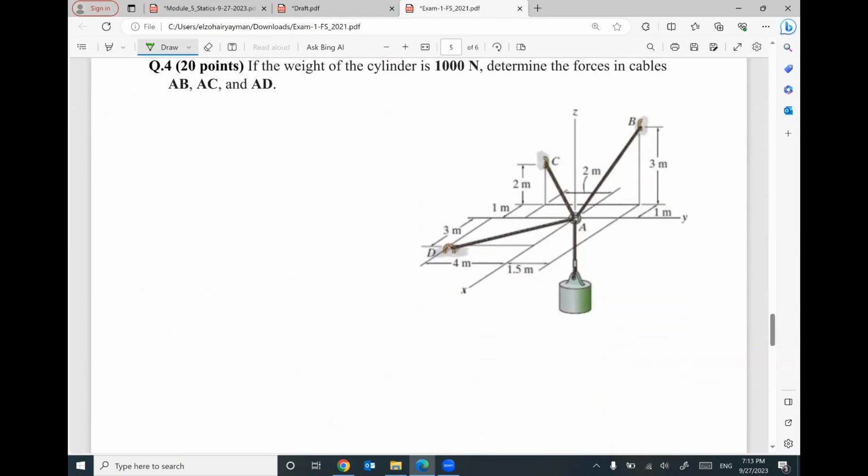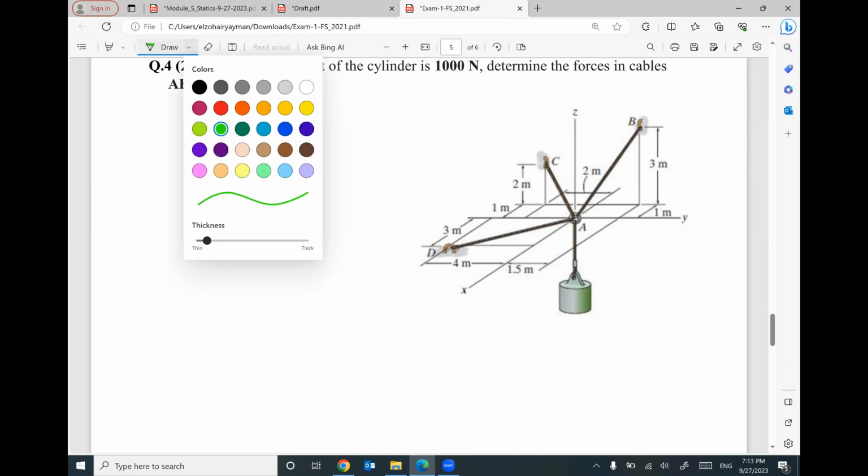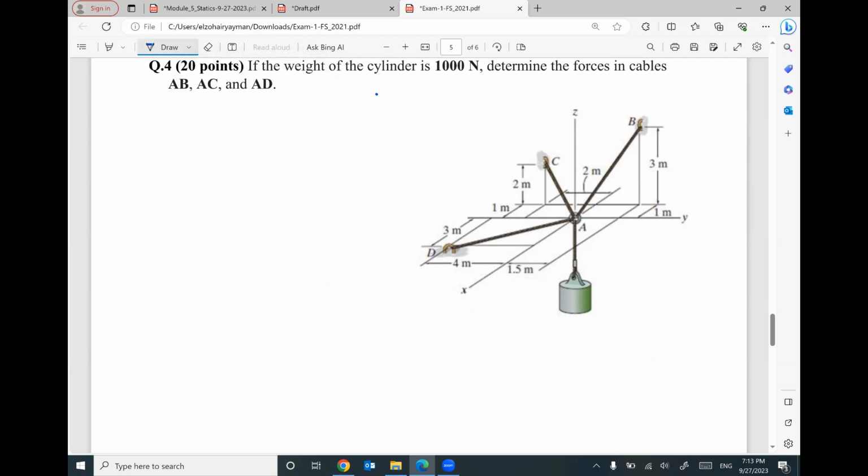Question number 4. I will guide you in question number 4 so you can skip it to question number 5. Keep in mind, we are given a weight equal to 1000 Newton, hanging at this position using three cables, AB, AC, and AD. This system is in equilibrium. We need to figure out the force in cable AB, the force in cable FAC, the force in cable FAD.